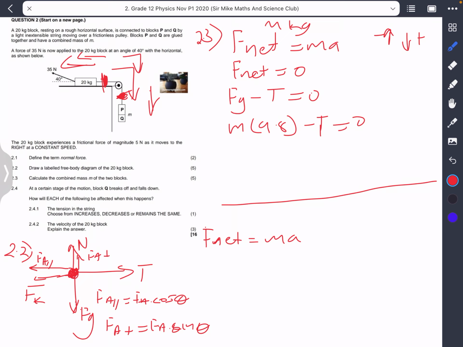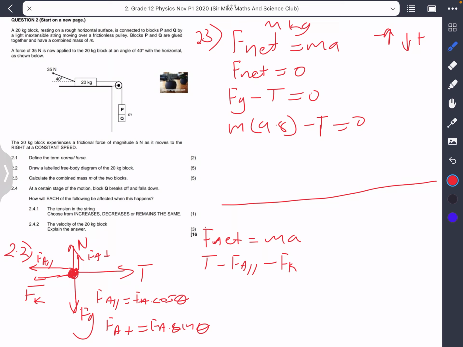So in this case, I would know that the force applied there would be negative because I chose going downwards as positive. Going this direction would be negative, and going that direction would be positive. Let me just erase that. What I would have is my tension being positive, because it is pulling my object to the right. So it would be T minus F_A parallel minus F_K.